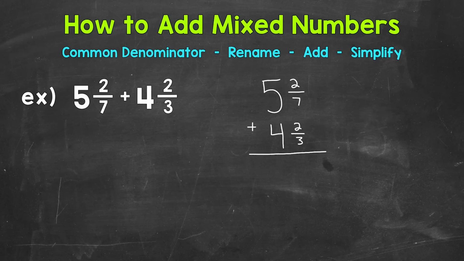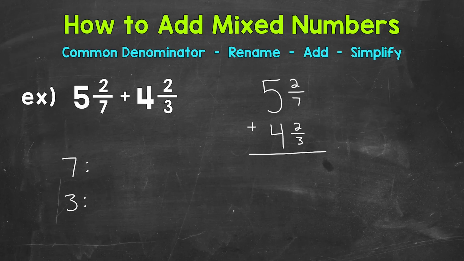We're not able to add because we have a 7 and a 3 for our denominators. We need a common denominator in order to add the fractional part of these mixed numbers. So in order to find a common denominator, we need to find a least common multiple, and that's going to be our least common denominator. Now you may be able to figure out what the least common multiple between 7 and 3 is without writing out the multiples. But as a review, I'm going to come to the side here and we'll write out our multiples, and I'll show you how to find the least common multiple. And again, that's going to be our least common denominator.